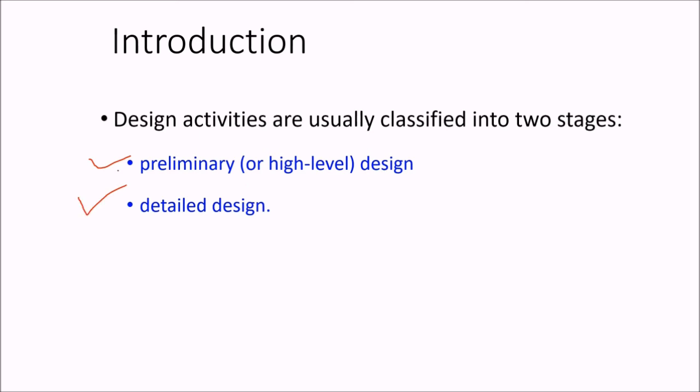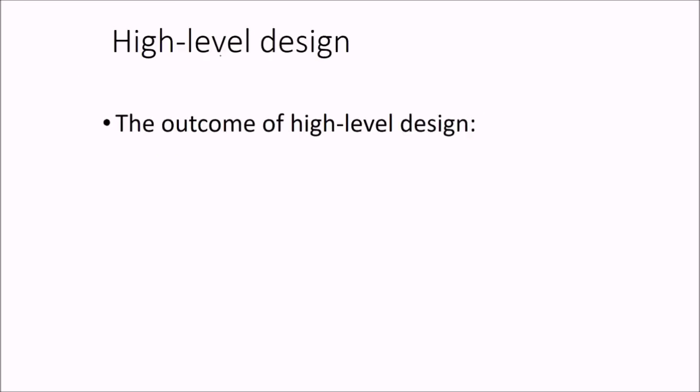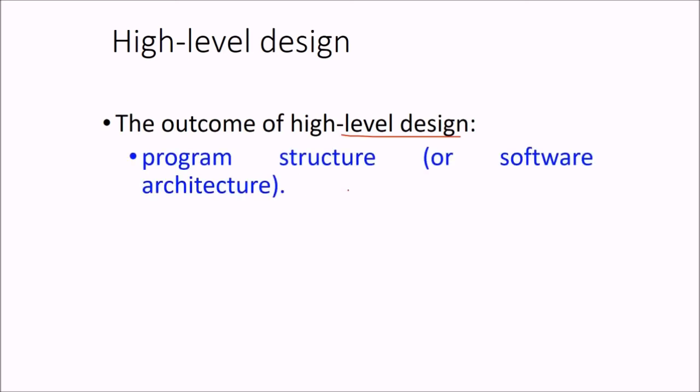What are the meaning and scope of these two stages, the high level and low level design? They are very different from one another. It is not just that you have one design and then a more expanded form; they have very specific things in them. First is high level design, then we will talk about low level design. The outcome of high level design will be our software architecture.